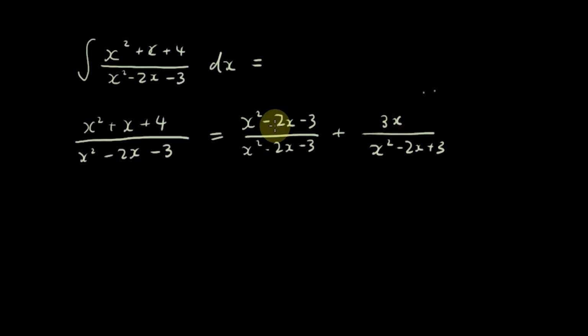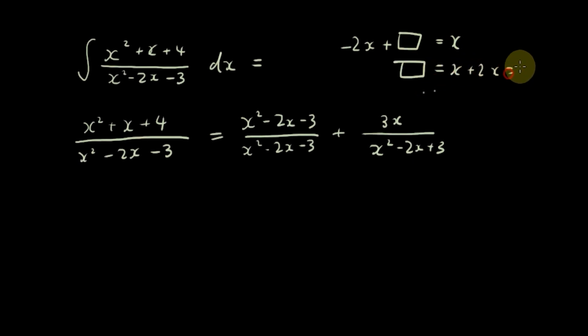Okay, minus 2x plus 3x will give you x. You can see that here. Minus 2x plus something gives you x. So you can also go box equals x plus 2x is 3x. So that's how you get that. Now plus 4 here, minus 3 here.